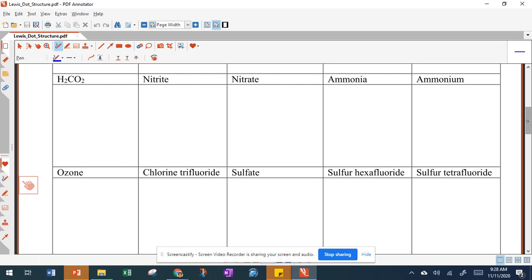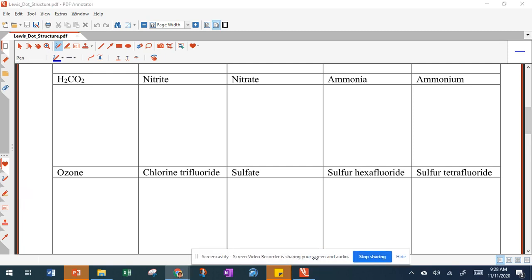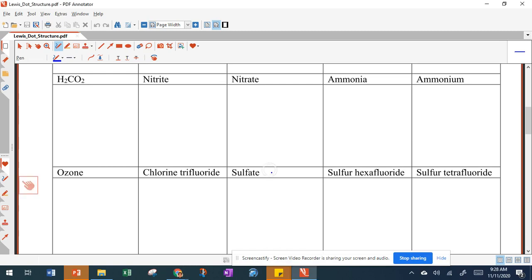So let's start with some polyatomics first. This sheet should be under classwork. If you need to pull this out, you could pause this video for a minute and then start it back up. I want to go down here and do sulfate. Sulfate has a charge of -2.